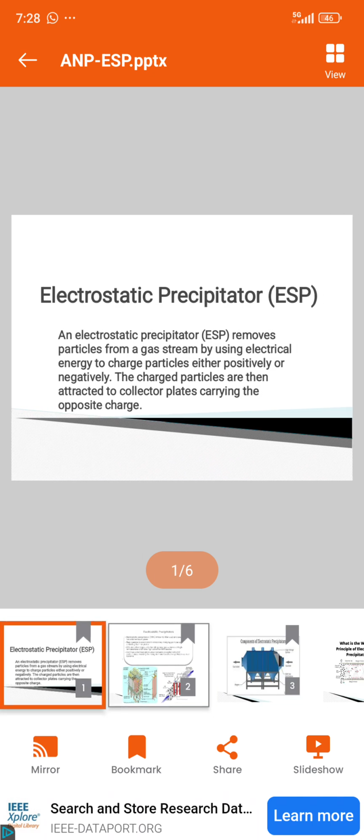In this presentation, we have seen about electrostatic precipitators. Normally they are used in industries to remove dust particles from the gas stream having a high volume of gases as well as a high temperature. So it is very beneficial to use electrostatic precipitators in industry.